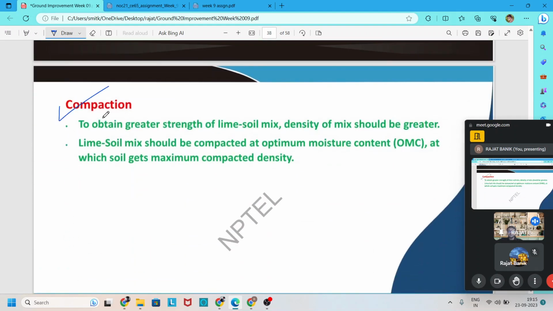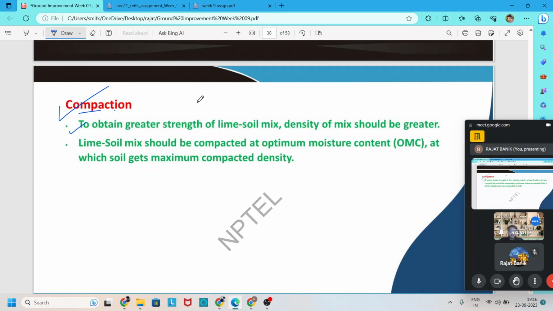Now we come to compaction. To obtain greater strength of the lime-soil mix, the density of the mix should be greater. To get higher density, we use some simple equipment which is also used in compaction, like smooth roller, sheep foot roller, like that. Lime soil should be compacted at optimum moisture content, at which the soil gets the maximum dry density or compacted density. So these two points are similar to our compaction chapter.